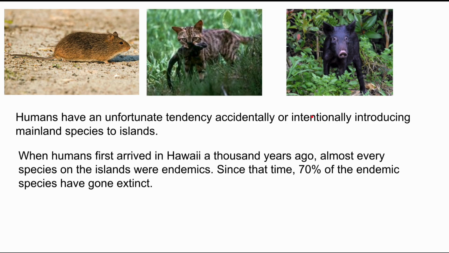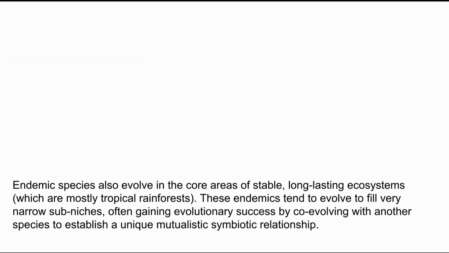So, for instance, when humans first arrived in the Hawaiian Islands about 1,000 years ago, pretty much every organism on those islands was endemic. Not quite, but to a large extent they were. But since that time, over 70% of the species has been driven extinct, mostly through competition with other species, but also through habitat destruction. But the point is that when introducing these species to these islands, the endemics are just not equipped to compete, and they often go extinct.